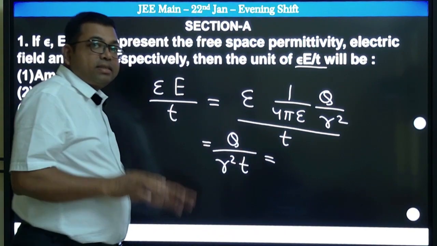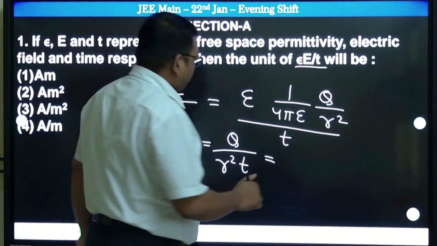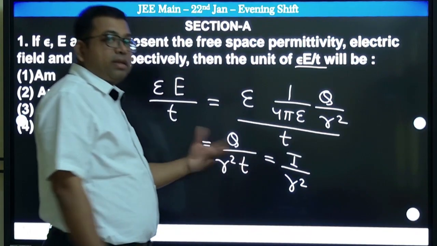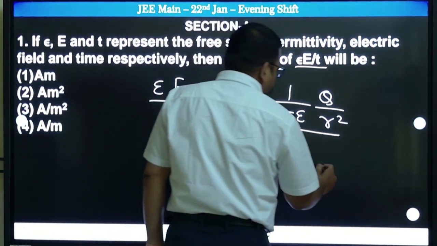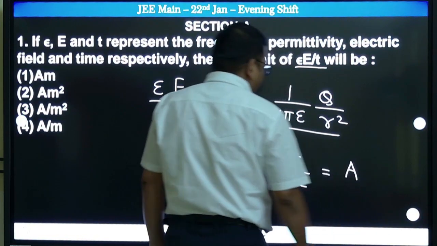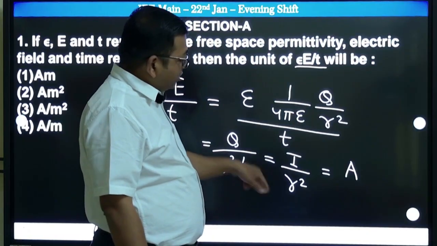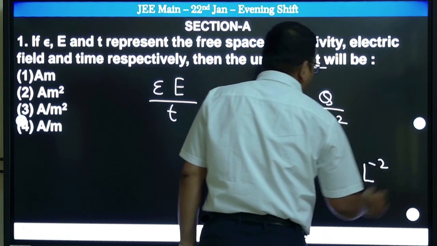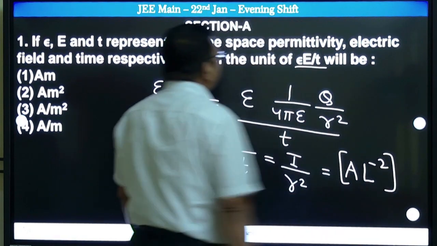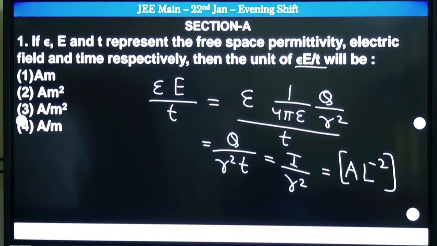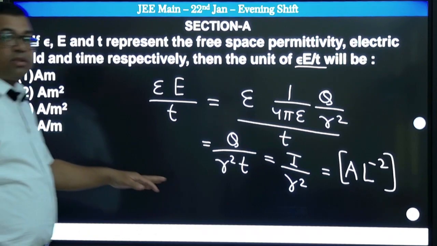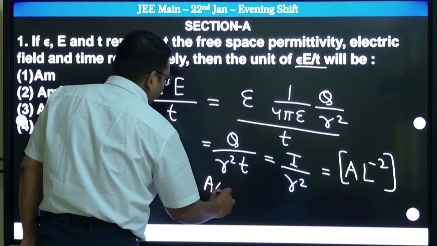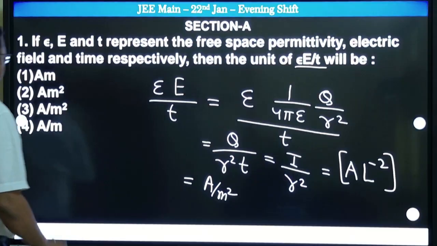And q by t is nothing but current, which is a fundamental quantity. So let us write this as current divided by r square. Now let us write the dimension. So dimensionally current is written as A, right? R square will be L square in the denominator, so L square will come in the numerator, L power minus 2, right? That will be the dimensional formula. Let us check that. So unit, they are asking, unit means ampere per meter square. You can write ampere per meter square, correct? Let us move to the next.